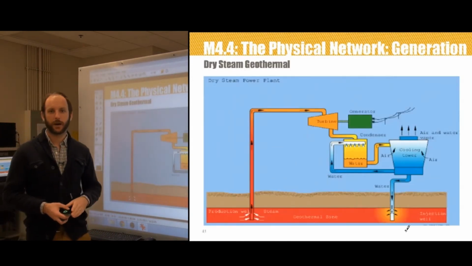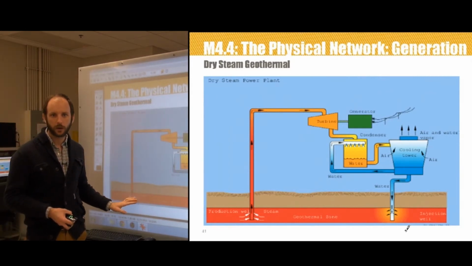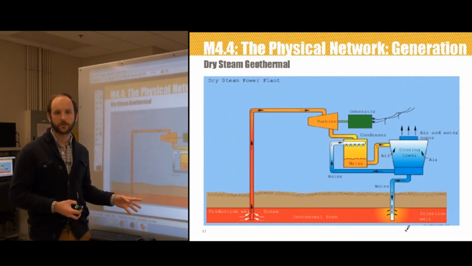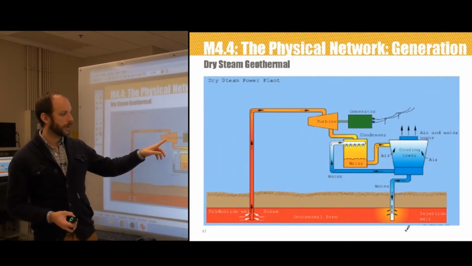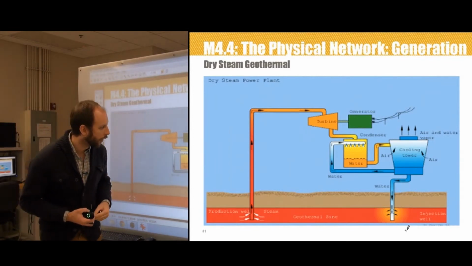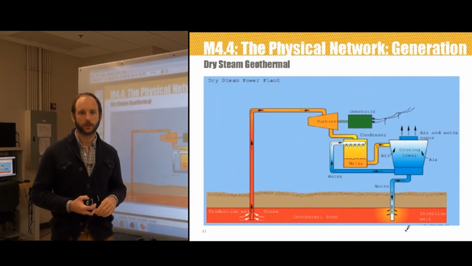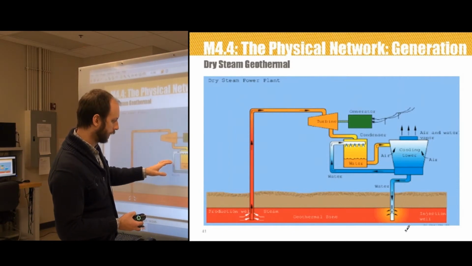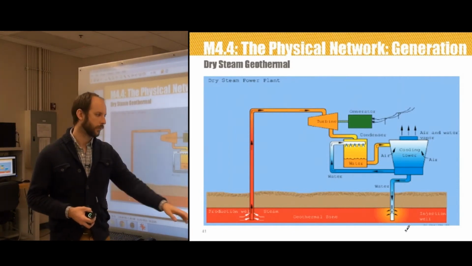A dry steam power plant draws steam from an underground steam reservoir. This is steam that exists in the earth. The steam is piped directly from underground wells to the power plant. It comes up through this turbine. It spins a turbine kind of directly, right? Then it goes into a condenser and can be piped back down into the steam reservoir.